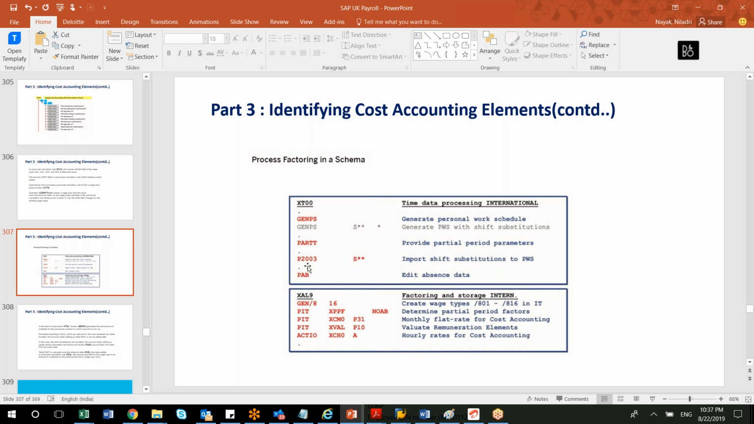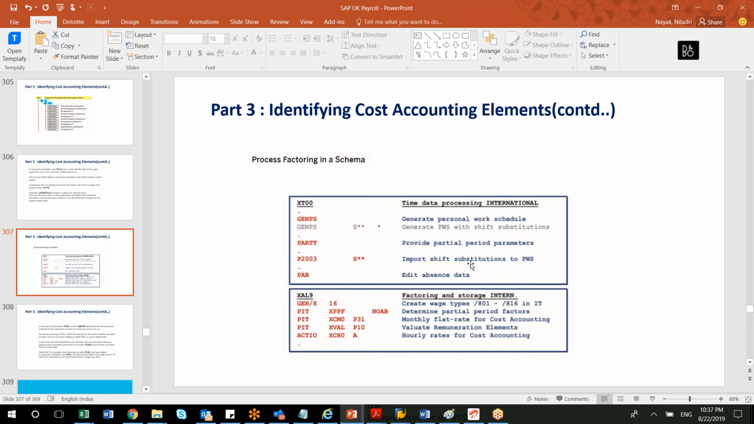And there is another function called P2003, which you can use for substitution. Suppose there is any deviation in your work schedule for a particular period, say 5 days or 7 days, and in between you have one day with a different schedule. In that case, as you know, infotype 2003 is responsible for doing all kinds of substitution.